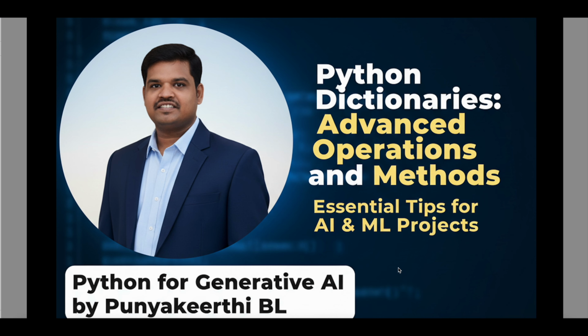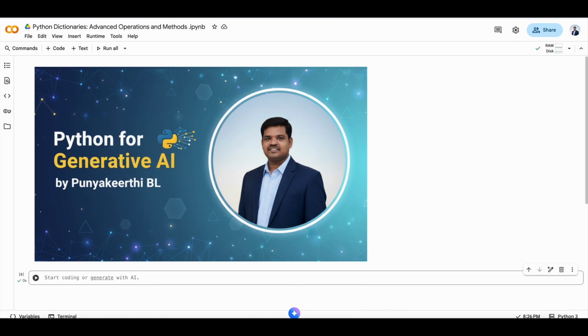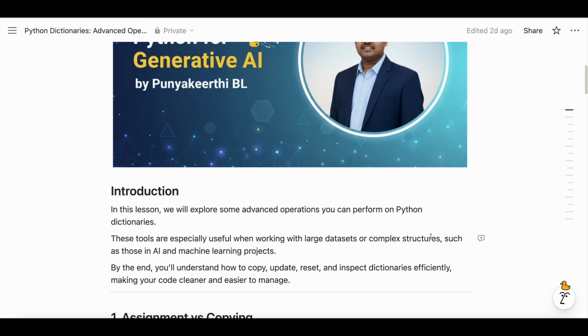So today's topic is Python dictionaries, advanced operations and methods. It is essential tips for AI/ML projects. So let's start with some introduction. In this lesson, we will explore some advanced operations you can perform on Python dictionaries. These tools are especially useful when working with large datasets or complex structures, such as those in AI and machine learning projects. By the end, you will understand how to copy, update, reset, and inspect dictionaries efficiently, making your code cleaner and easier to manage.